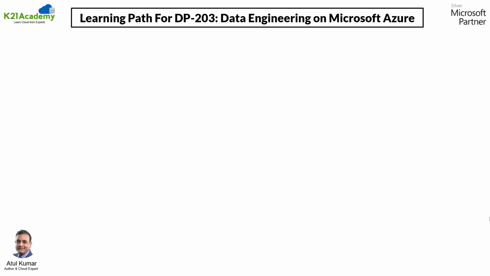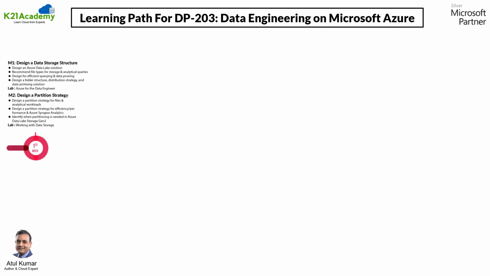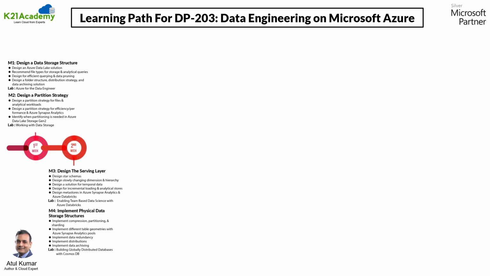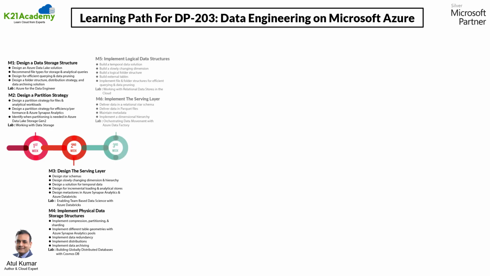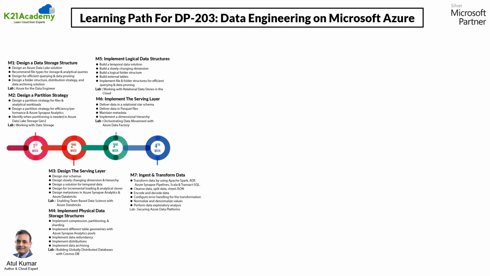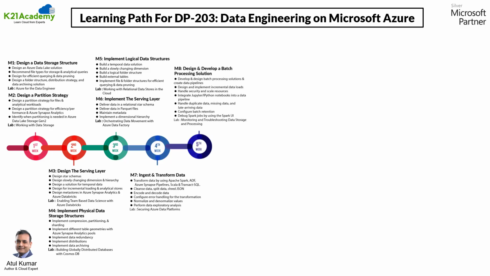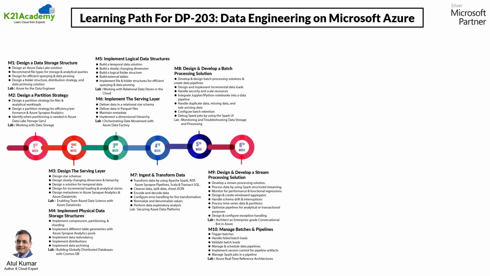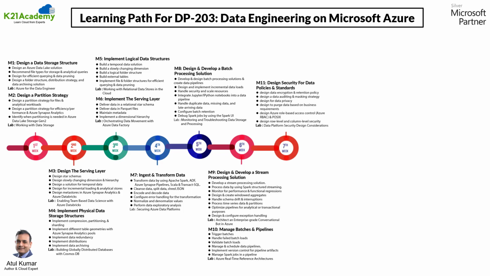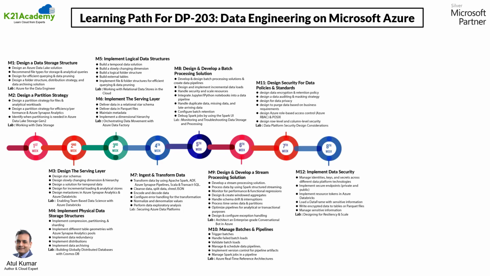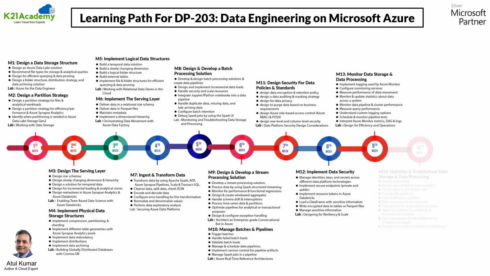We have put down everything about the certification, including the basic concepts that one should know. So you will begin with designing a data storage structure, designing a partition strategy, designing the serving layer, implementing physical data storage structures, implementing logical data structures, implementing the serving layer, ingesting and transforming data, designing and developing a batch processing solution, designing and developing a stream processing solution, managing batches and pipelines, designing security for data policies and standards, implementing data security, monitoring data storage and processing, optimizing and troubleshooting data storage and data processing.